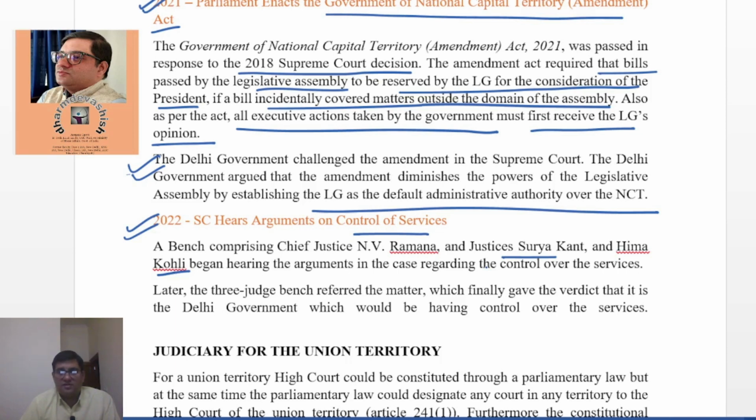Where the three judges, that is Justice Ramanna, Justice Suryakant, and Hima Kohli, referred this matter to a higher bench, which finally gave the verdict that the Delhi government would have control over the services.